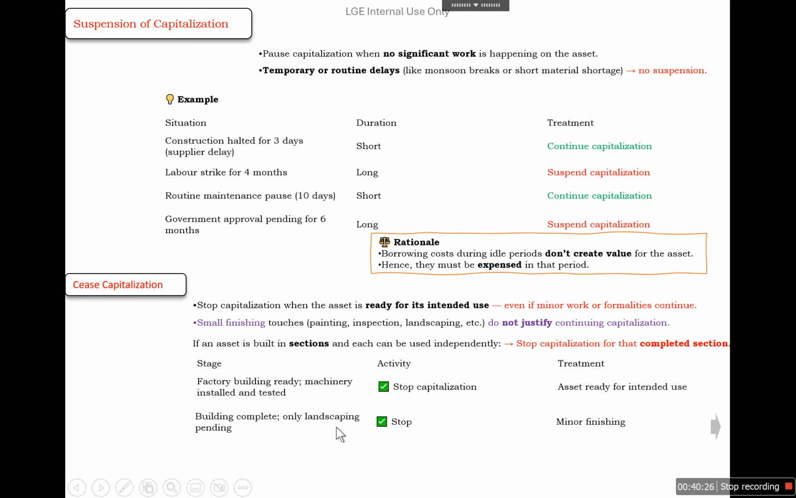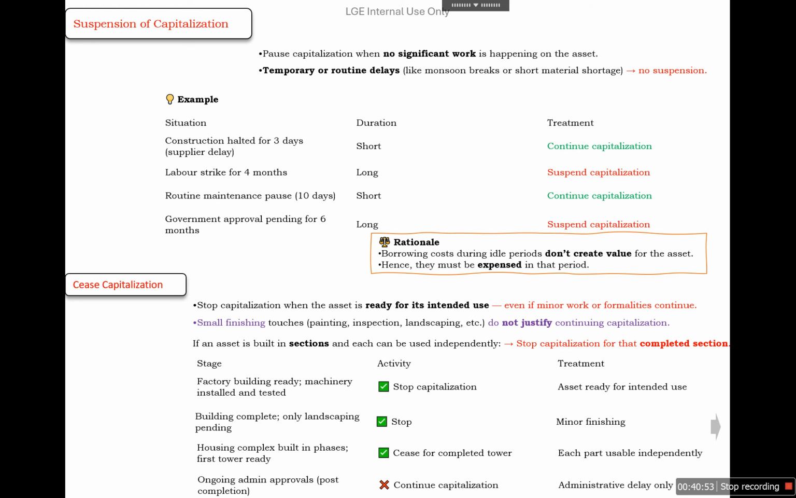Building completed, only landscaping pending. We should stop because this is a minor finishing. Next is a housing complex built in phases, first tower ready. So C is for the capitalization, C is for the completed tower, and each part, because each part is usable independently. And the parts that are still under construction, we need to continue capitalization of borrowing cost. And ongoing administrative approval, so we should discontinue the capitalization because there is an administrative delay only.